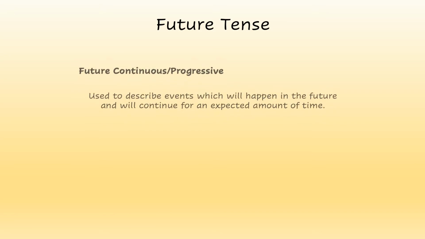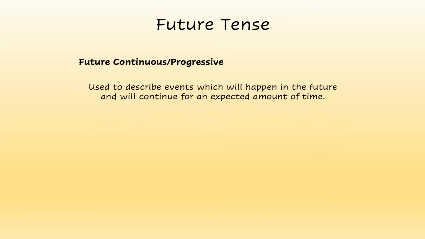Let's have a look at the future continuous, also known as future progressive. And this is for an activity that will happen in the future and will continue for an expected amount of time. Remember, this is in contrast to the future simple, which is for a future event that is expected to be completed or will end.